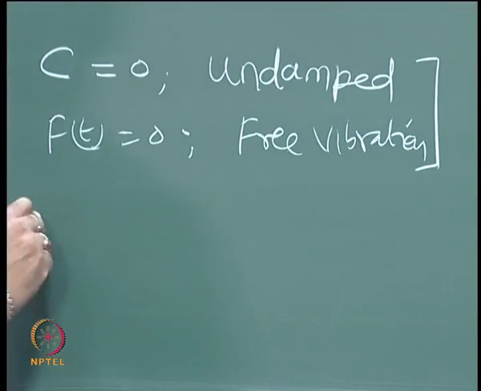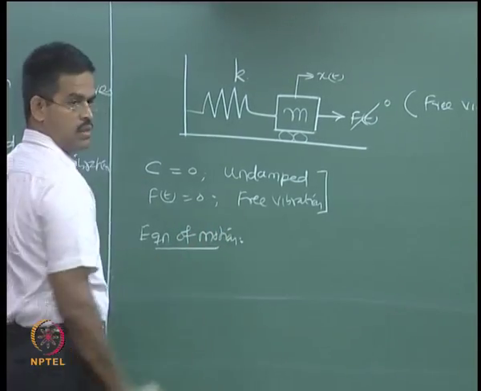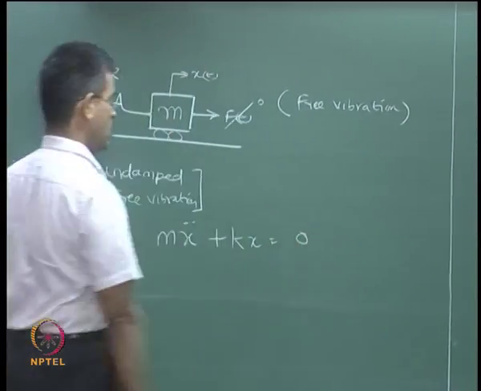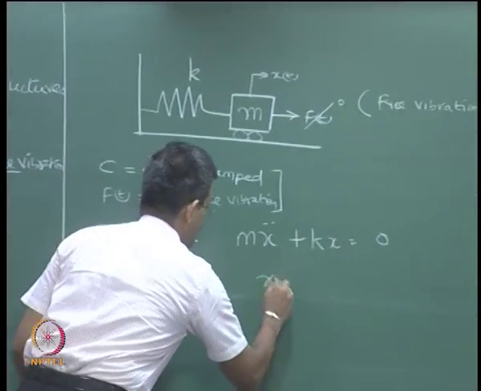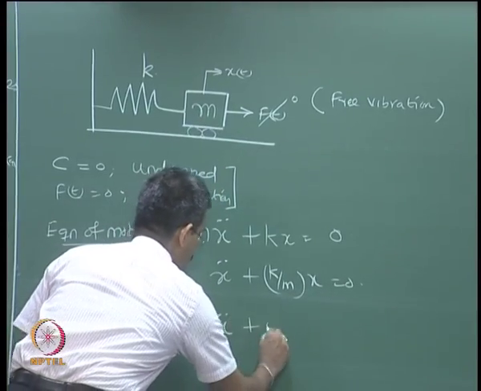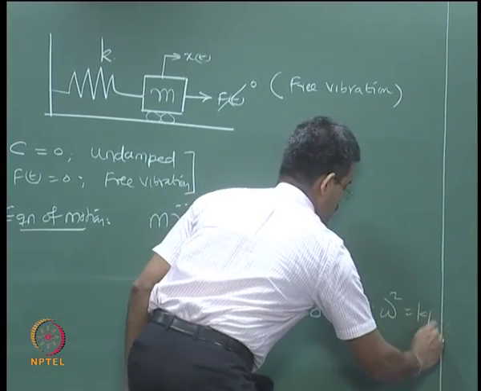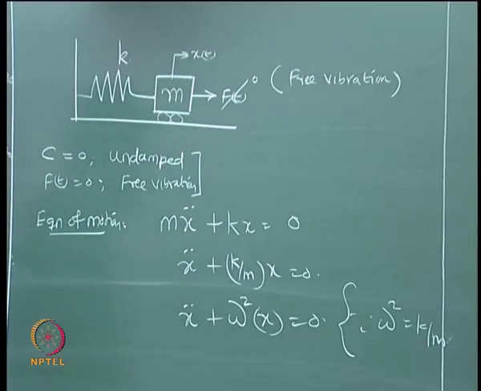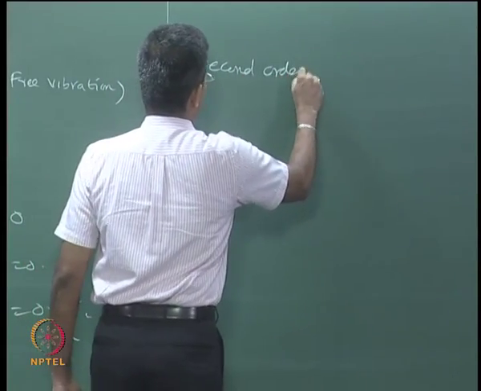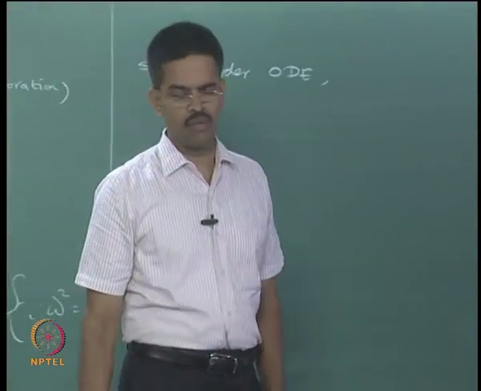So we already know the equation of motion for this system is given by m x double dot plus k x is 0. So we can say x double dot plus k by m of x is 0. So x double dot plus omega square x is 0, where omega square is k by m. So this is actually a second order ordinary differential equation. The variable is time, so it is a time variant problem.